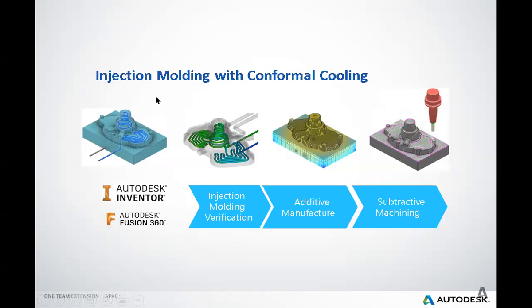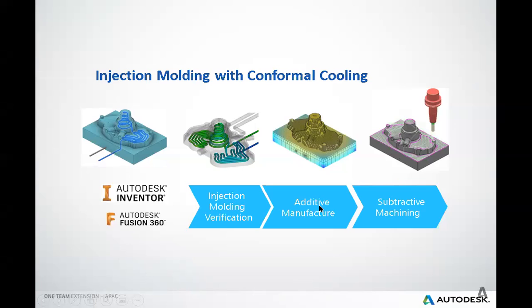To summarize, we separate it into 4 sections. The first section is CAD modeling. We have Inventor and Fusion 360 under the Autodesk umbrella. The next process is injection molding verification by Moldflow. And the third one, Autodesk also has Netfabb, the software for additive manufacturing. So we have many software tools to help customers with additive manufacturing.